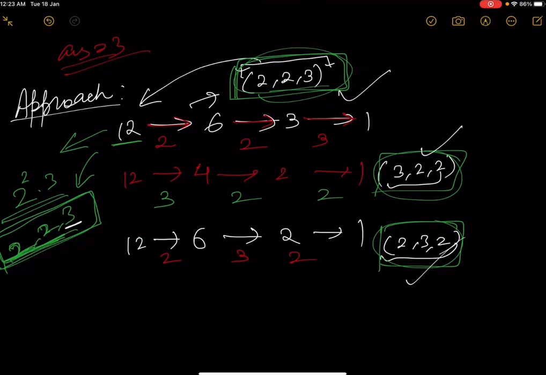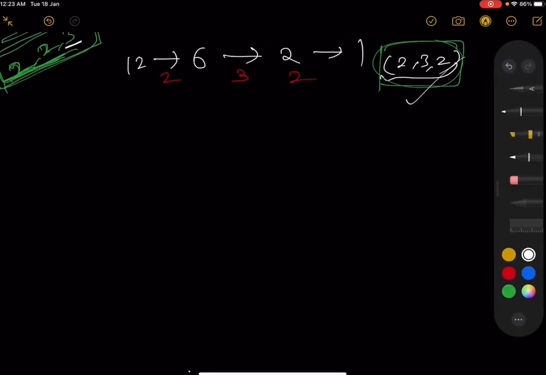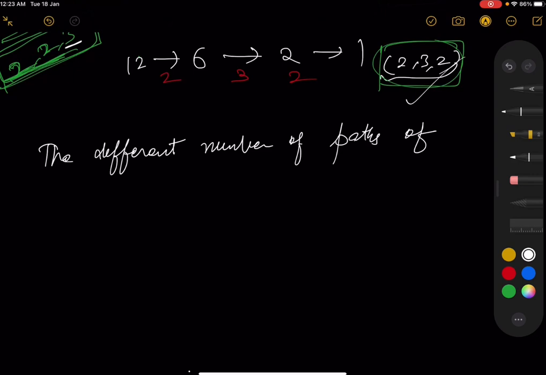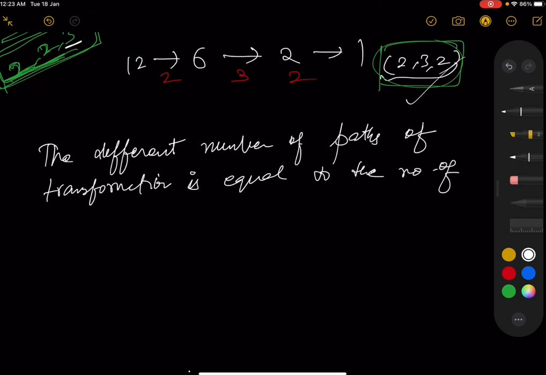So this is the observation: the number of different paths of transformation is equal to the number of permutations of the list of prime factors.